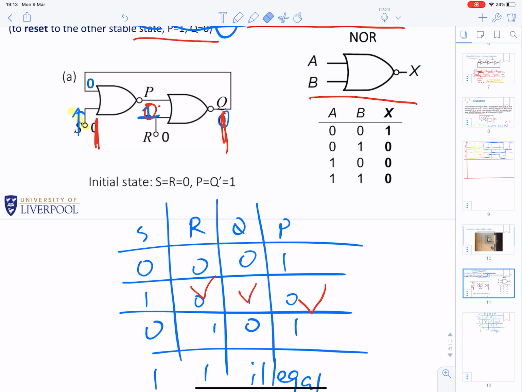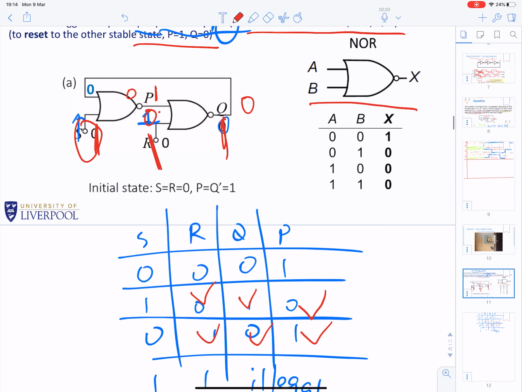So what if it's 0 1, so S is 0, R is 1, what will happen? So now S is 0, which means this is 0, this is 1. So we're going to have the 1 and the 0 here. So P is 1, Q is 0.